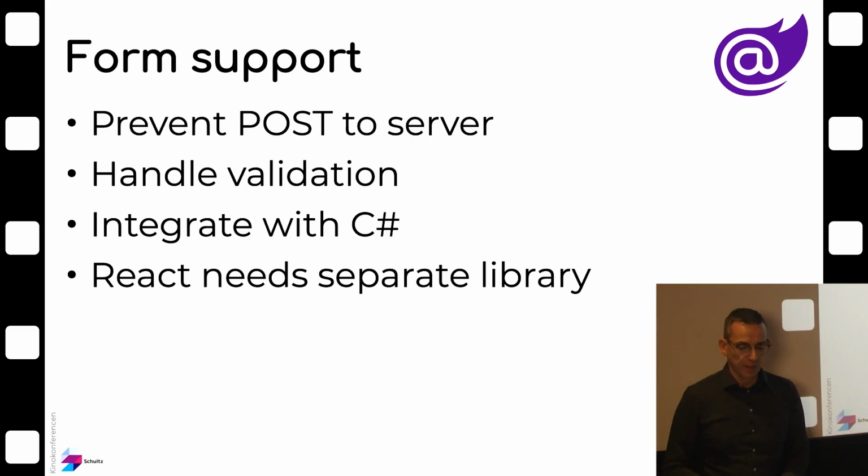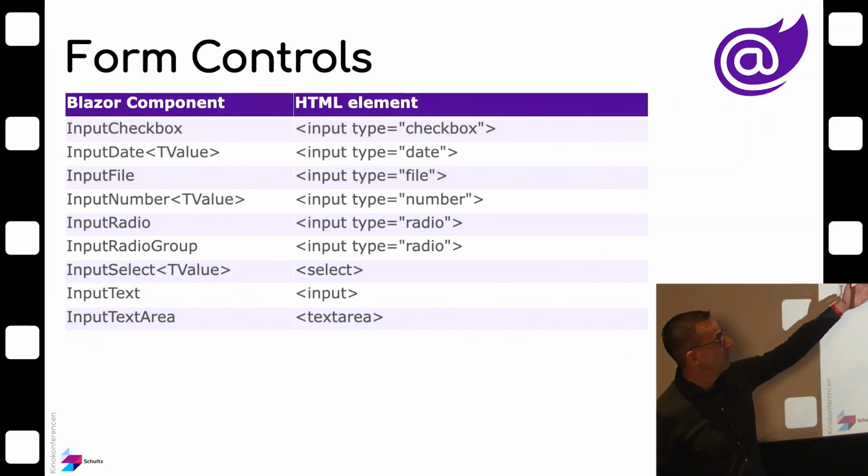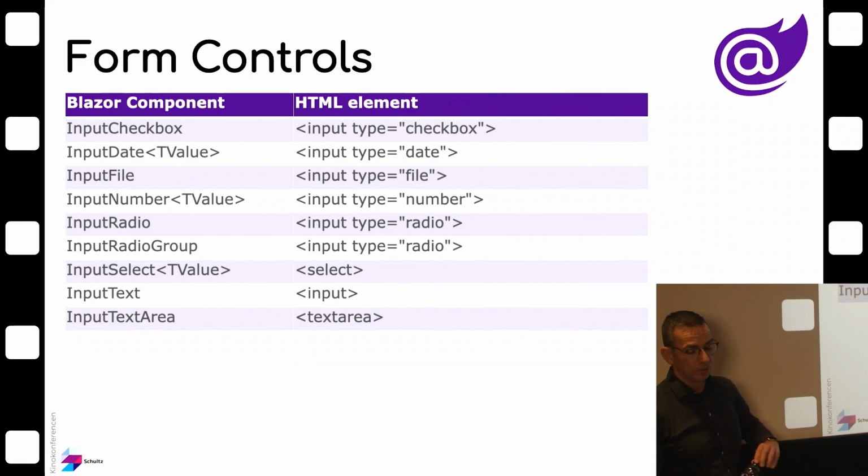Now, the form also can handle validation, integrates nicely with C#. So, instead of using the standard forms, you have a special type, and also there are for the HTML elements like input of type checkbox, date, file, etc. We do have special Blazor components. So be aware of that and use them. Yes, you can use the standard HTML elements, but you have to do more by yourself.